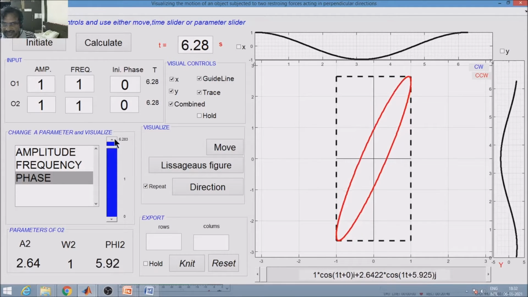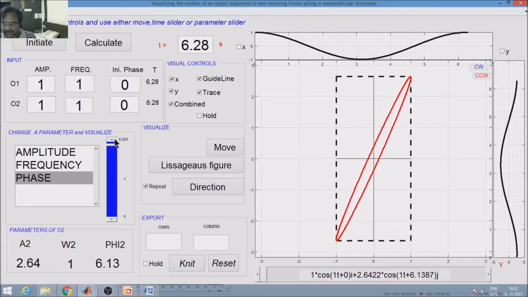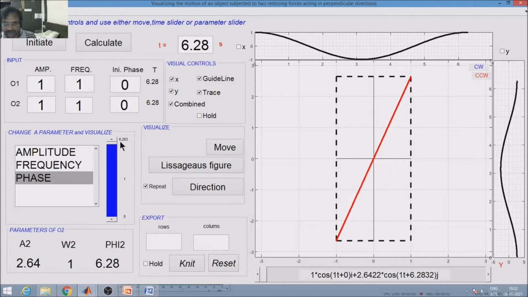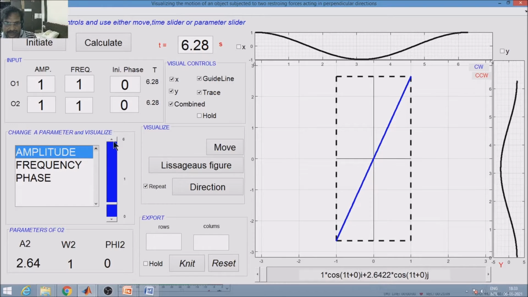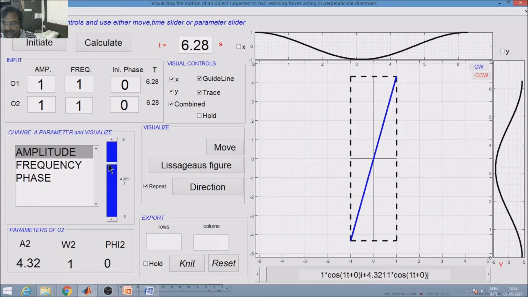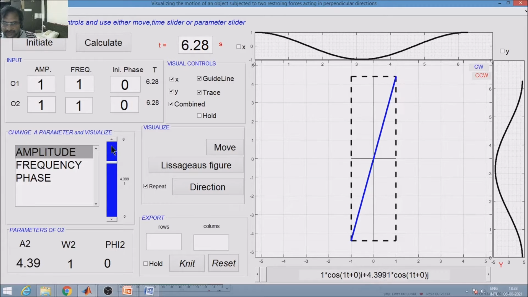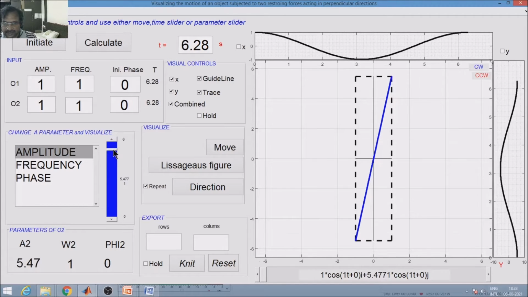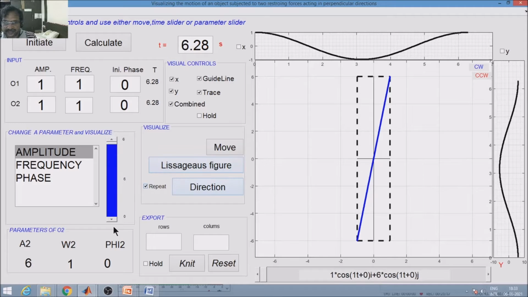So whichever side the amplitude is higher, the ellipse would, at 0 or at pi by 2 or 3 pi by 2, make that direction the major axis. Let me put this back at 0 and let's go back to amplitude, some other amplitude, the highest possible in this visualization.